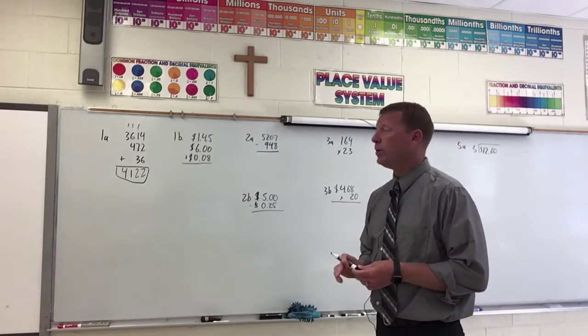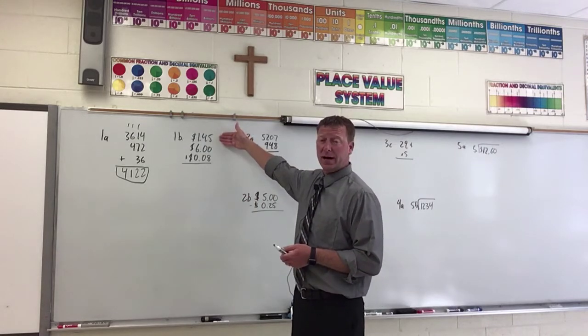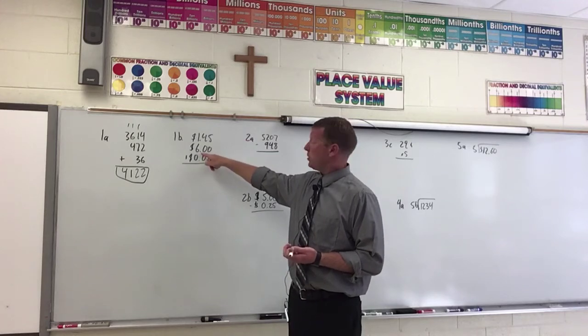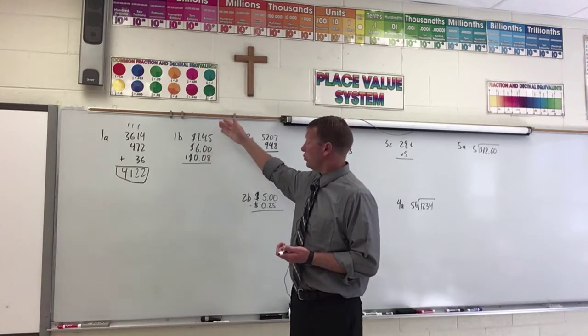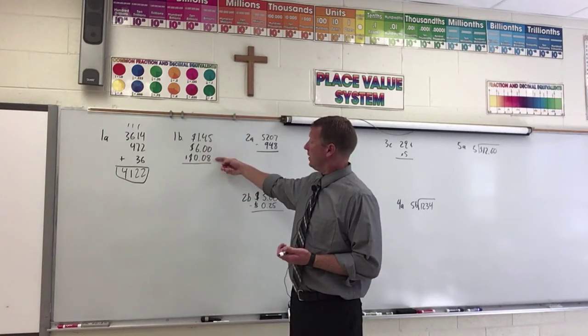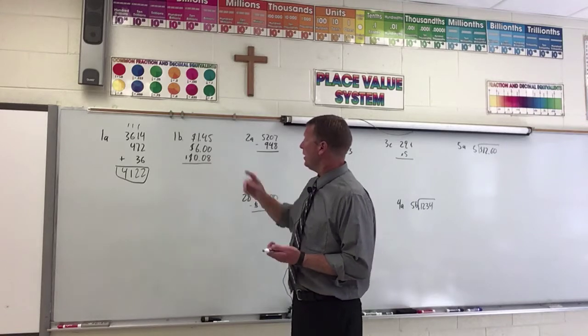Example 2 is working with money, and you can see what I did to work with money. They gave you $1.45. The next number they gave you was $6, but I had to add the decimal point and the 2 zeros so that it stayed in its space. The last number they gave you was 8 cents. I wrote it like a dollar sign so that the 8 is in the correct position.